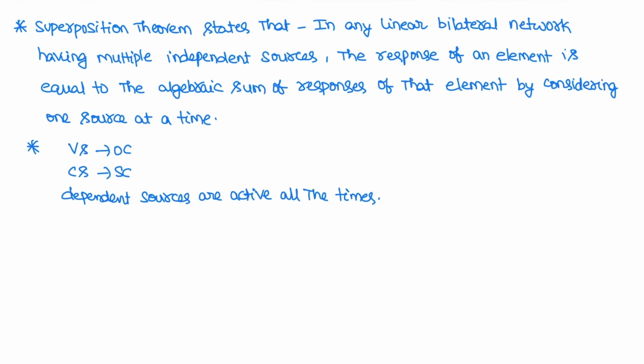Next question. This is a theory question related to the superposition theorem. Voltage sources are short circuited, current sources are open circuited, and independent and dependent sources are active all the time.